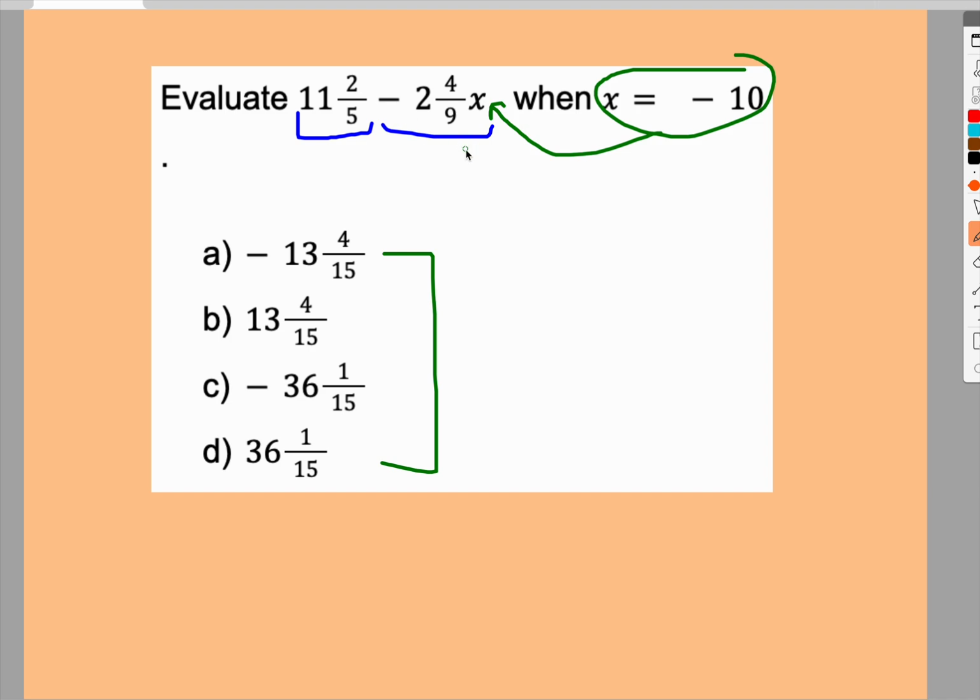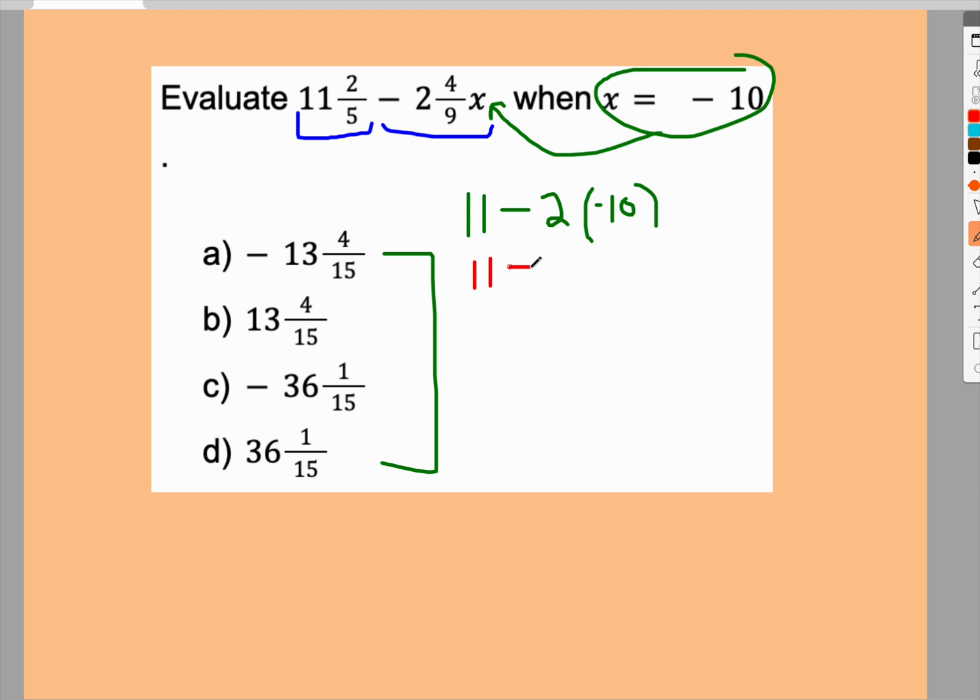11 and 2/5. I'm going to round that. That's closer to 11 than it is to 12. All right. Now I'm going to subtract, because it is subtract, 2 and 4/9. That's kind of in between 2 and 3. I'm going to round that down to 2 though. And then x is negative 10. So substitute the negative 10, and let's see what it would be closer to. I need to evaluate this a little bit.